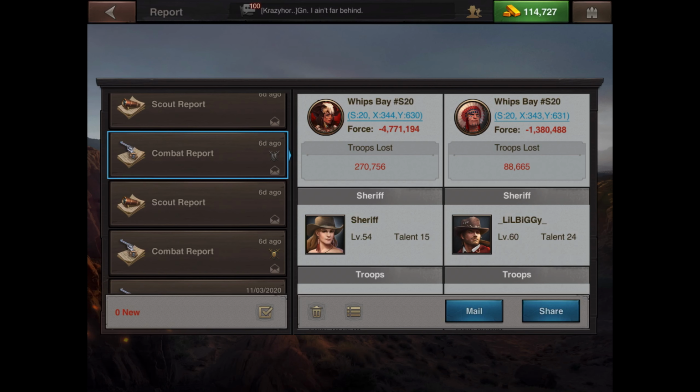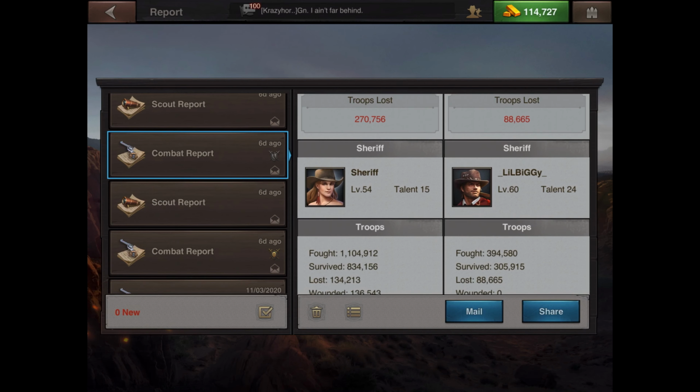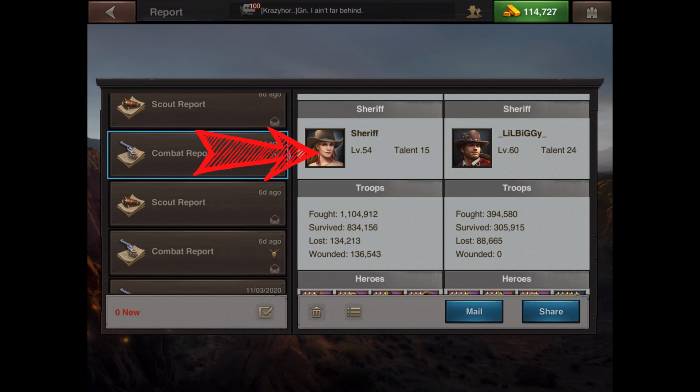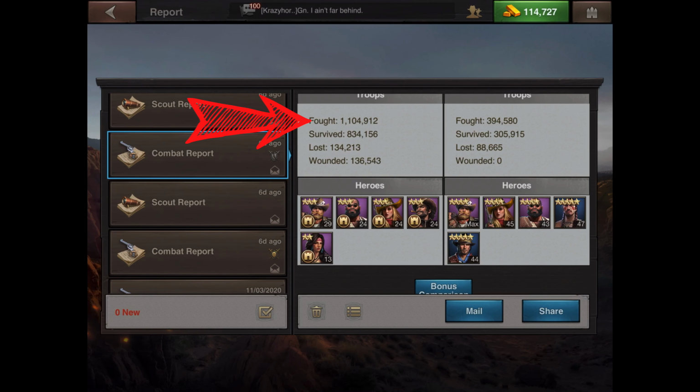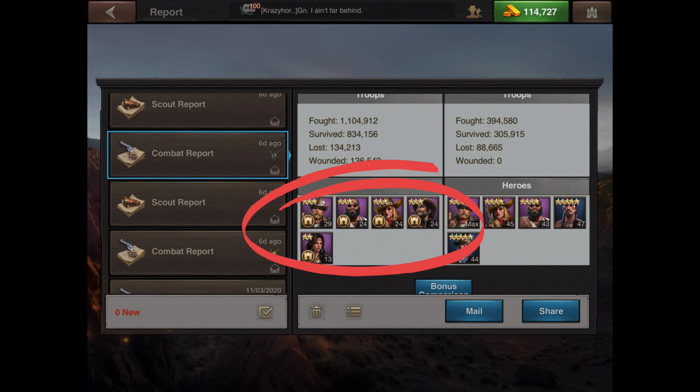Easy peasy. And then troops that are lost are underneath that, and then it shows what sheriff was used and what talent they were at. And it'll go over the amount of the troops that were fought and what survived, what was lost and wounded, and then the heroes that were used against the heroes that were used. So obviously his heroes are way stronger than mine, and the heroes that are going to be used are always going to be the ones that are defending your town. And I will have another video going over hero defense, how you can select those.